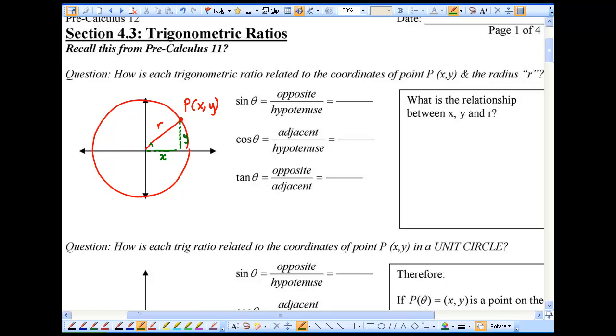If this is the angle theta in question, then the opposite side is which one? The r, the y, or the x? If you said y, you are correct. And of course the hypotenuse is r, so y over r. We've got cosine, which is adjacent over hypotenuse. That would be, of course, x over r. And tangent, of course, is opposite over adjacent, so y over x. And what's the relationship between x, y, and r? Well, I hope you remember from last time, or even last year, that x squared plus y squared equals r squared. Really, it's just Pythagoras again.